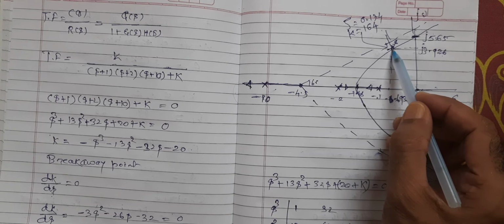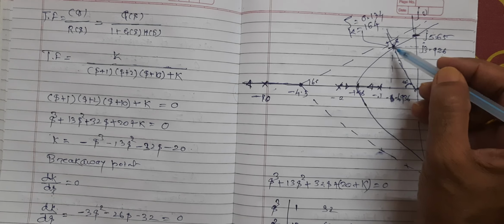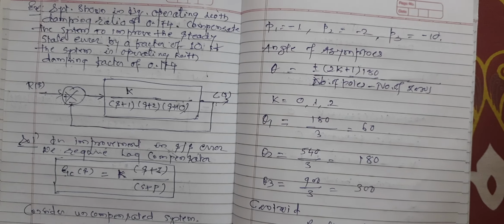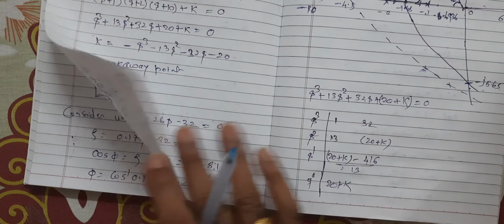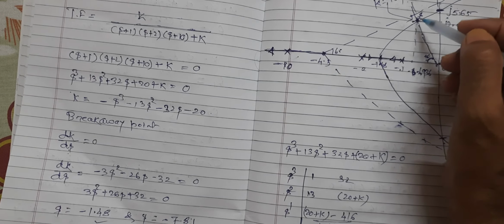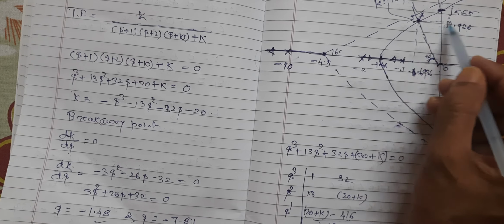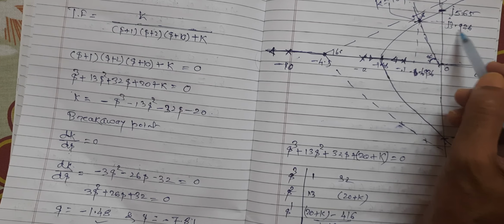So at this point the value of the eta is 0.174, because we have found this point at an angle of 80 degrees. Because eta is 0.174, phi is coming 80 degrees. So at an angle of 80 degrees we are cutting this point, we have the point of intersection, and this point of intersection that we have found is coming 0.6936 and 0.3926.